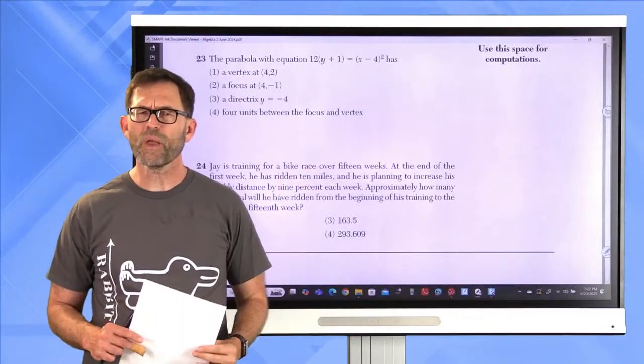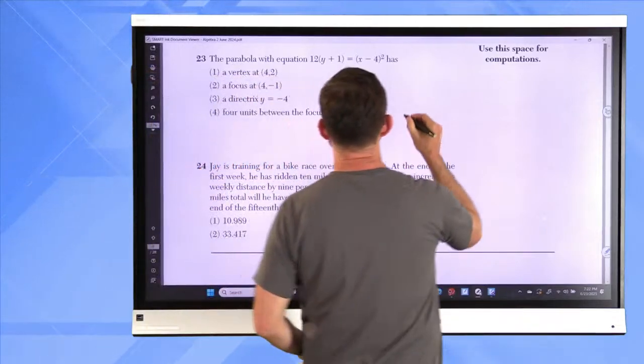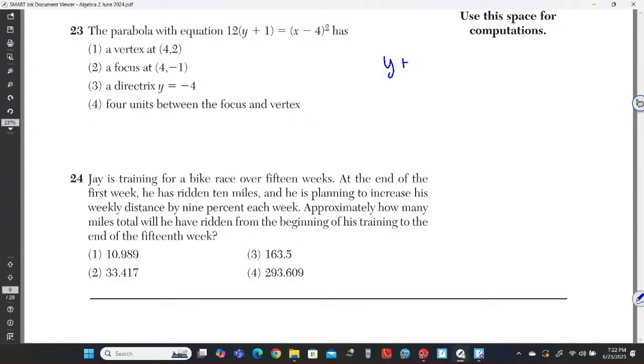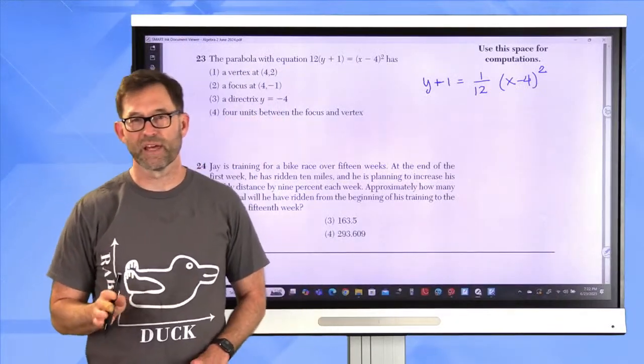All right. So the first thing I'm going to do is rearrange this equation a little bit, and I'm going to put that 12 over on the other side. So I'm going to have y plus 1 is equal to 1/12 times (x minus 4) squared. So I divide by 12 on both sides, and I get something that looks like that.